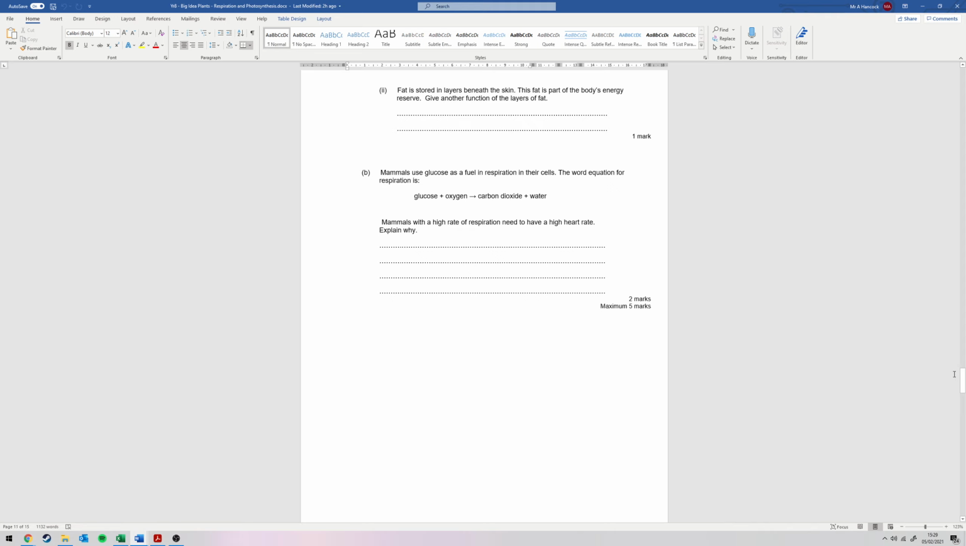Part 2. Fat is stored in layers beneath the skin. This fat is part of the body's energy reserve. Give another function of the layers of fat.